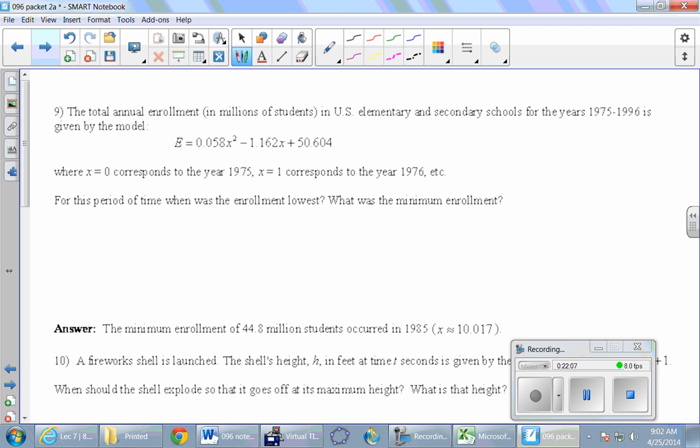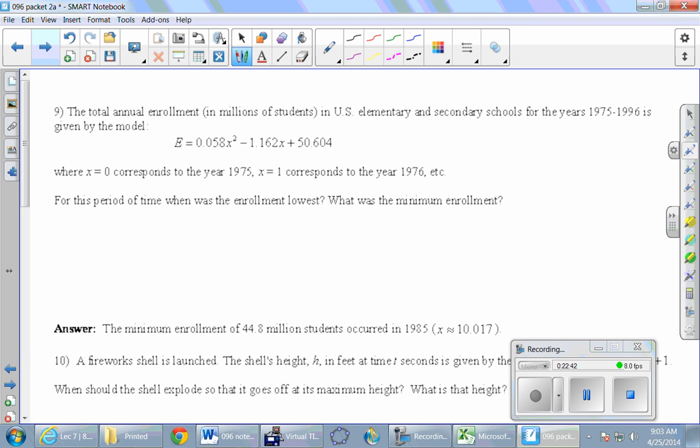If you followed that group of people when they were in K through 12, there was a big increase in the number of students in K through 12. But once they graduated high school, there was actually a decrease in the number of people enrolled in school, right? Because there are these different chunks of populations that aren't all the same. So here's our formula that tells us how many people are enrolled in K through 12 in any given year. 0 is 1975, 1 is 1976, etc. What we want to do is figure out when the enrollment was lowest and what the minimum enrollment was.